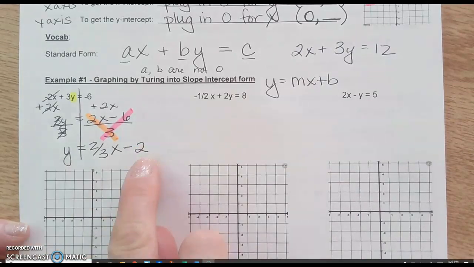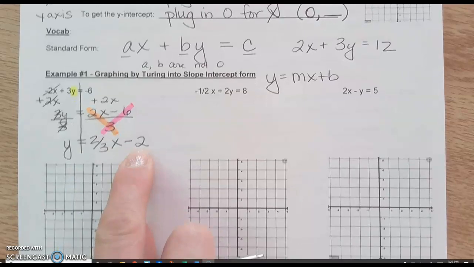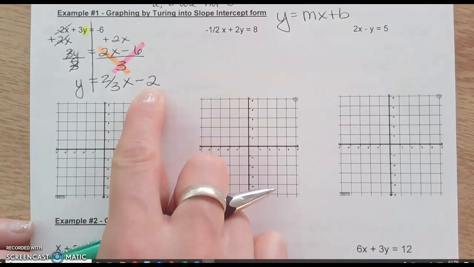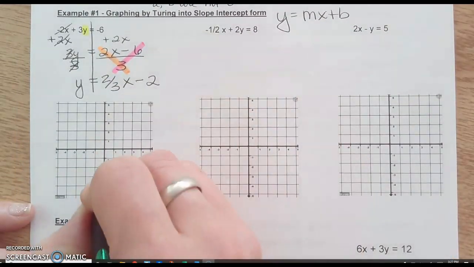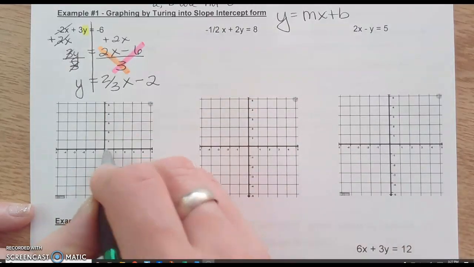Okay, so now I have my equation in slope-intercept form. I know my slope, I know my intercept, I'm ready to graph it. So I'm going to start at negative 2, and then my slope tells me to go up 2 over 3.